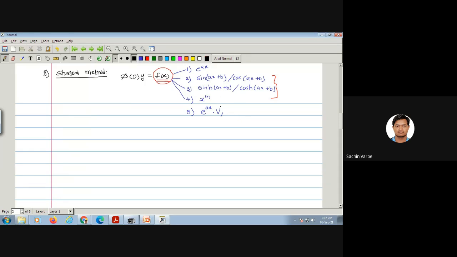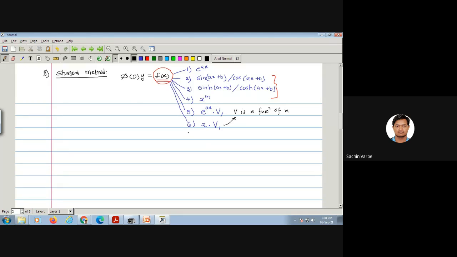Okay, where v is a function of x, among these: sine or cos or hyperbolic sine or cos or a polynomial function. We have a shortcut when f of x is a product of x into v, where v is a function of x. So here the power of x must be 1. Remember, if the power of x is not 1, then we cannot use this method.